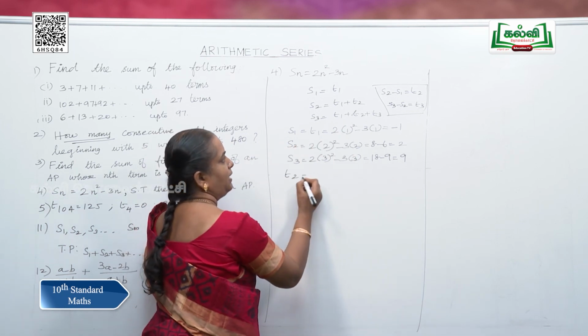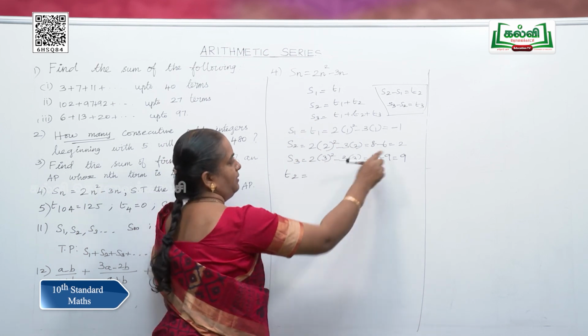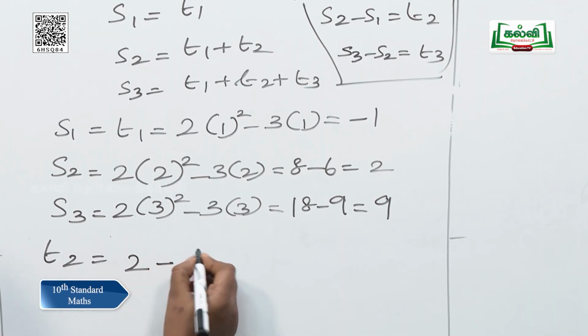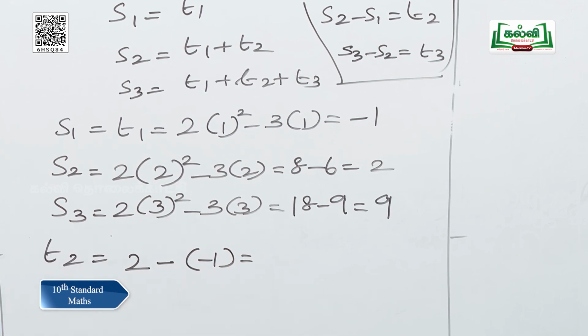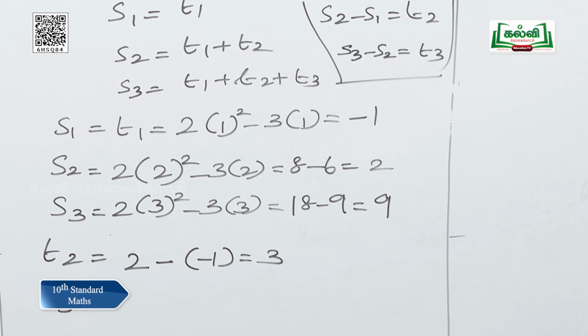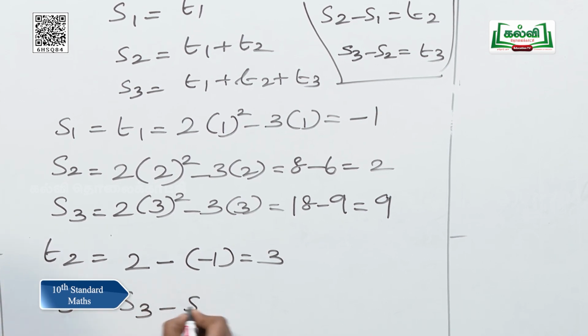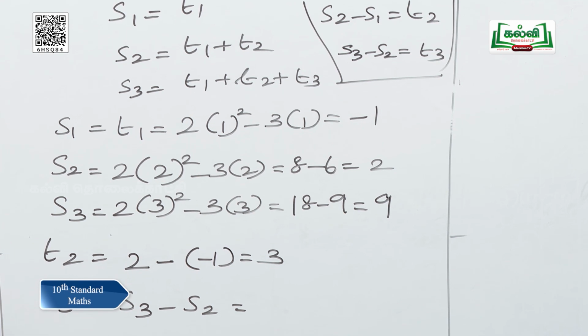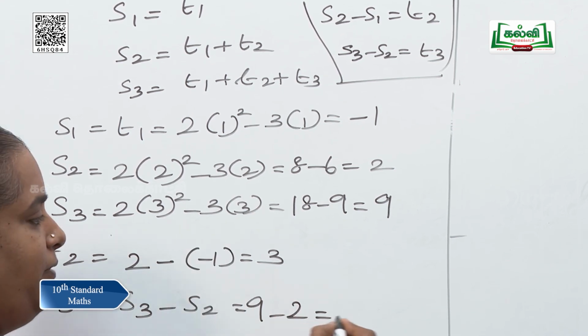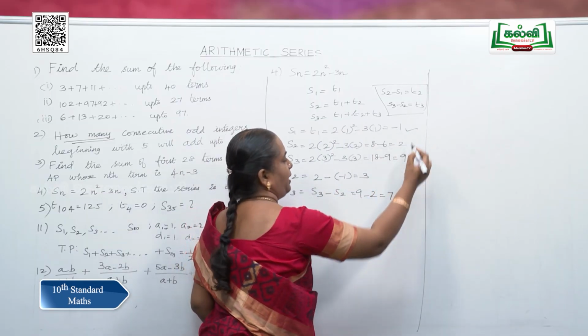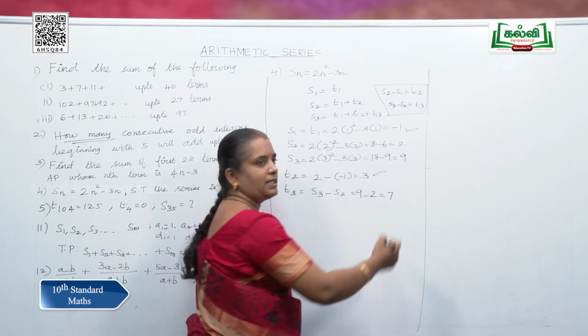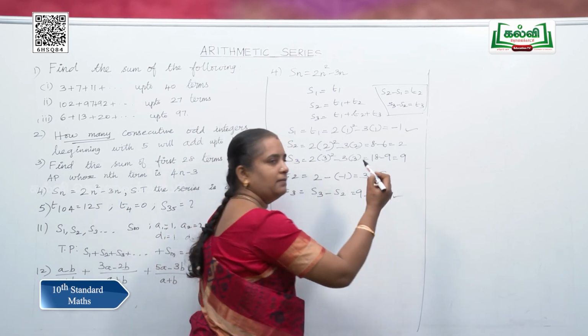So T2 is nothing but S2 minus S1. That is S2 is 2 minus minus 1. We have 2 minus of minus, so plus 1, 3. So what is T3? T3 is nothing but S3 minus S2. What is our S3? 9 minus what is our S2? 2. Subtracting, we are getting 7. So we have our T1 as minus 1, T2 as 3, T3 as 7.